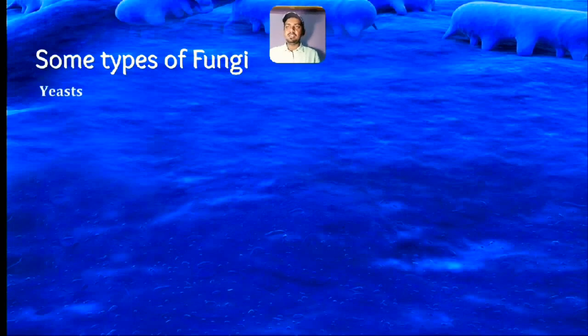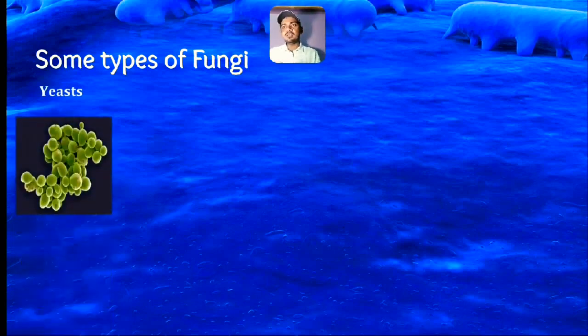First one is yeast. Yeast is a single celled organism. Yeast is single celled fungi. Yeast is actually the only single celled fungi. Rest all the fungi are multicellular. Only the fungi that is unicellular is yeast. And it looks like this.